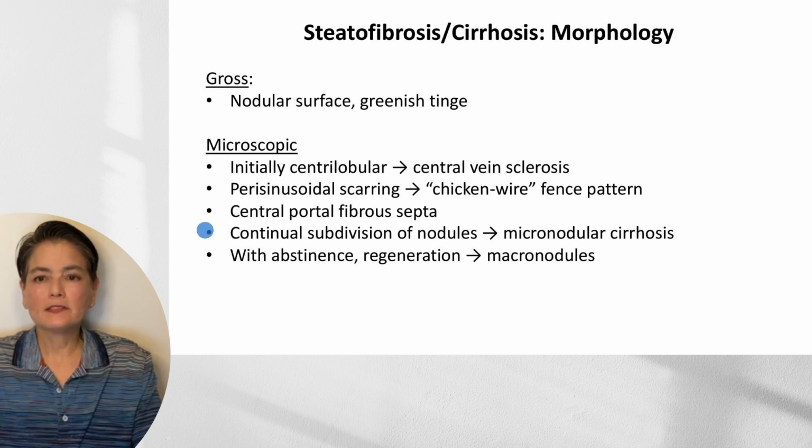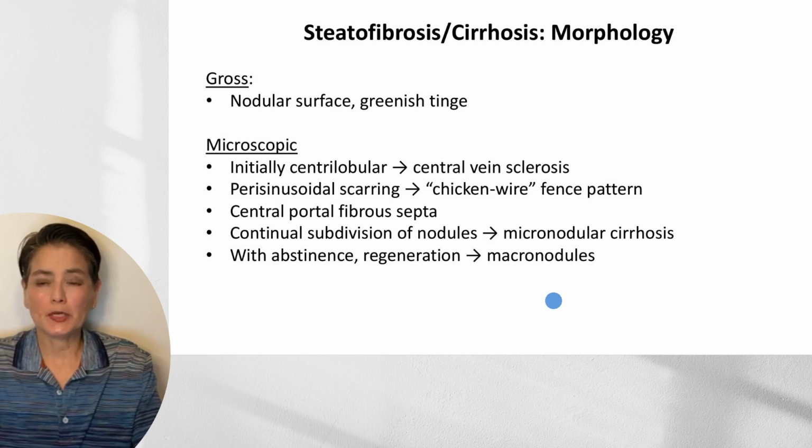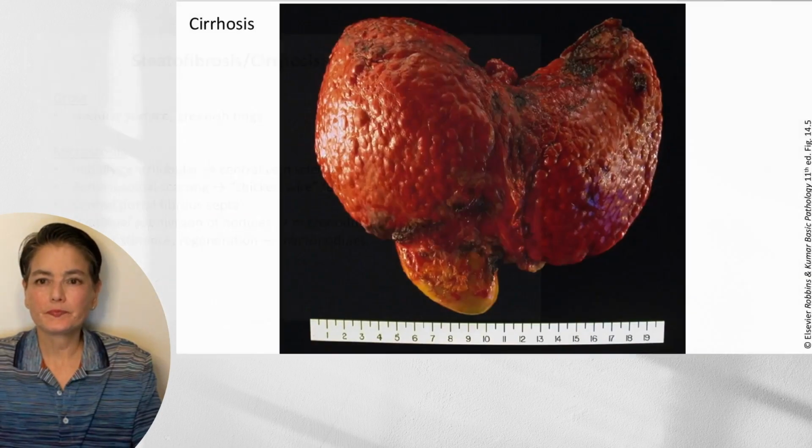These bands of collagen will surround these nodules, but we can also see subdivision of these nodules leading to this micronodular cirrhosis. Now with abstinence, these nodules can regenerate, resulting in macronodules, and I'll show you a nice example of that in a moment.